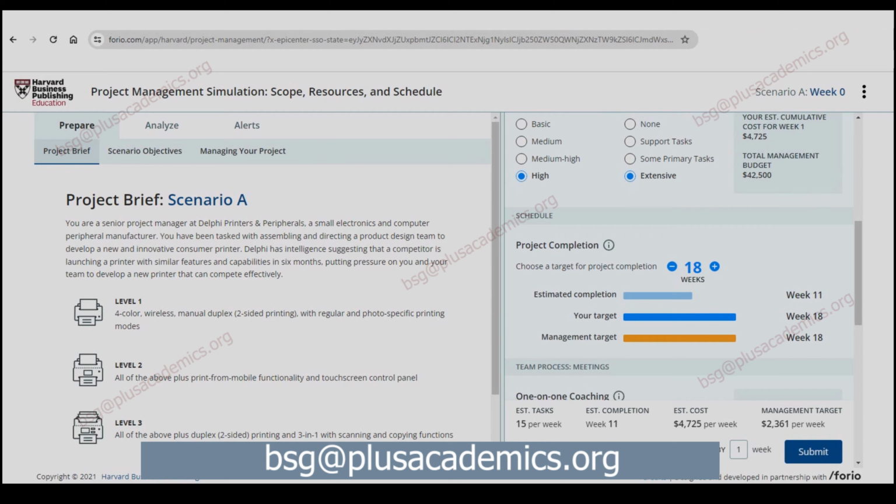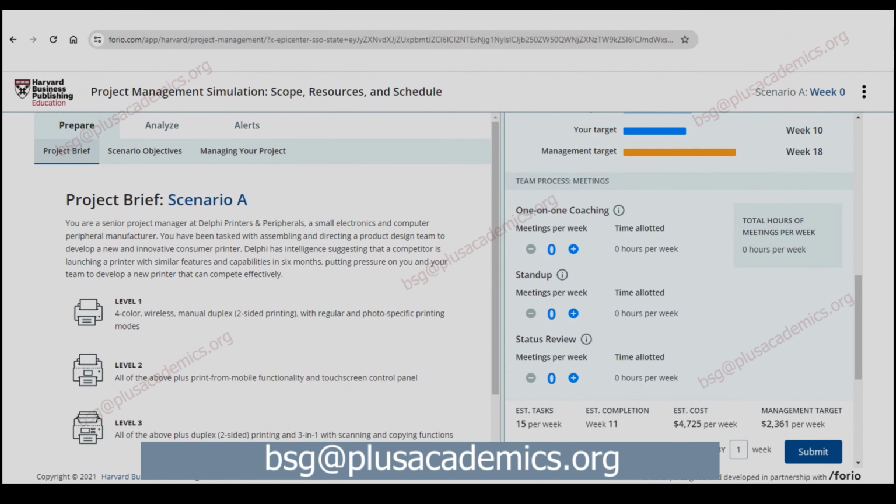And then project completion, our target is quite off, so let us reduce. Let us have 10 weeks. And then for coaching, because it's a new project, the team does not yet have knowledge of what they need to do. So let's start by having meetings per week. And this is one-on-one coaching so that they can have information of what they need to do. So let us have 2. And then stand-ups, let us have 2, and then status review, let us have 3.